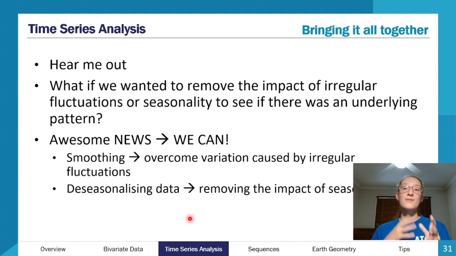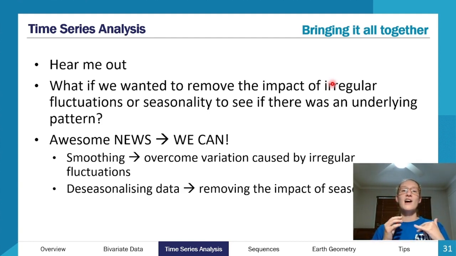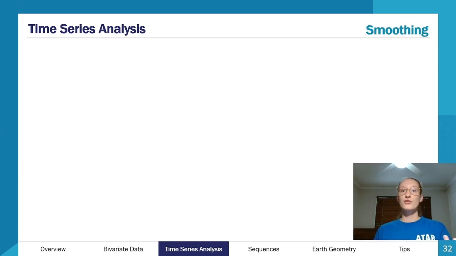Again, I'm trying to help you make these connections. When we're talking about irregular fluctuations, we're talking about those random ups and downs that might obscure the underlying relationship. It can make what's actually going on really hard to see, because it looks really messy, up and down. But if we apply smoothing, we can remove the effects of that and look for those underlying patterns and trends. Same if we have seasonality present in our data: by deseasonalizing it, we can remove the impact of seasonality so that we can see, if we put seasonality aside, whether we actually have any trends or patterns.